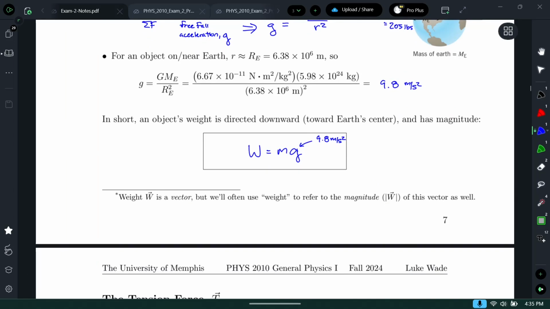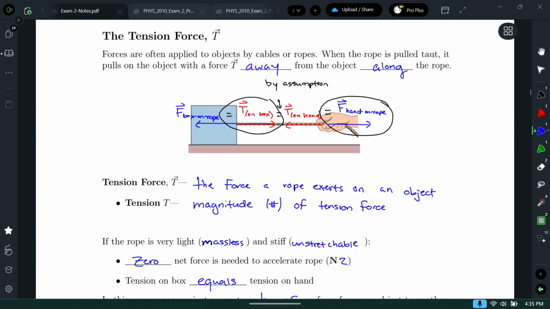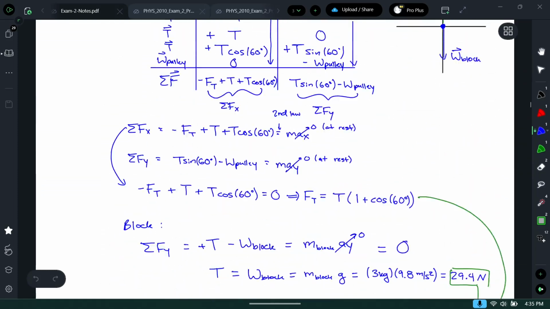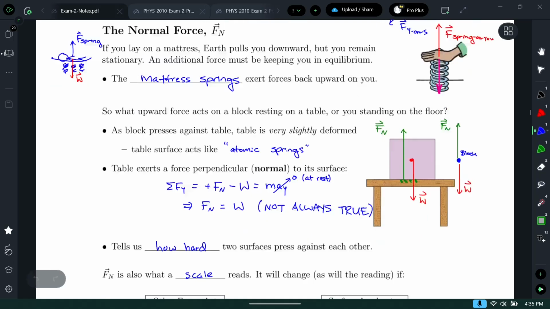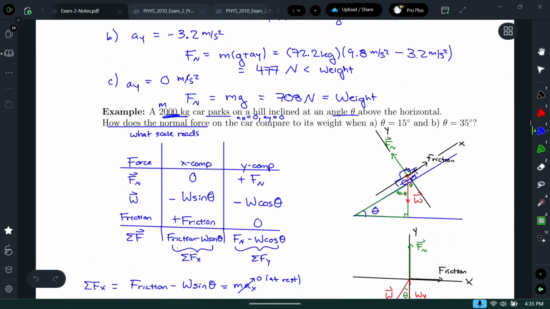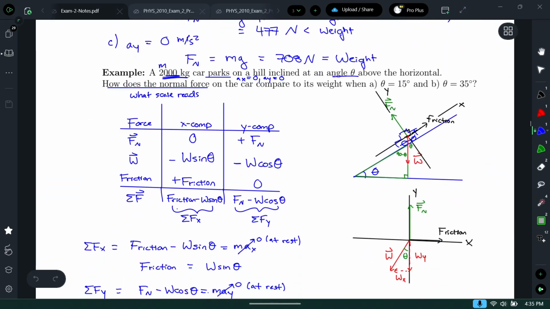For tension, the main thing to know is just that it acts along the rope and on the object that the rope is attached to. That's how you'll know how to label it for a free body diagram. For normal force, it is always perpendicular to a surface. That is what normal means. And so it does not always have to point straight up or down. If you're on a ramp, then it will point perpendicular to the ramp.